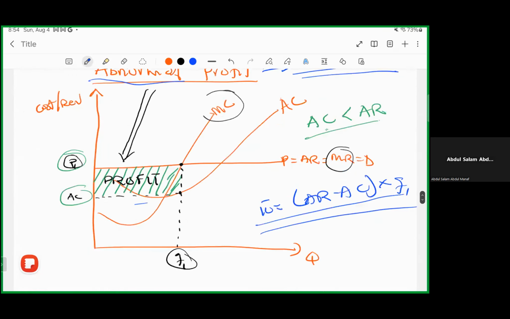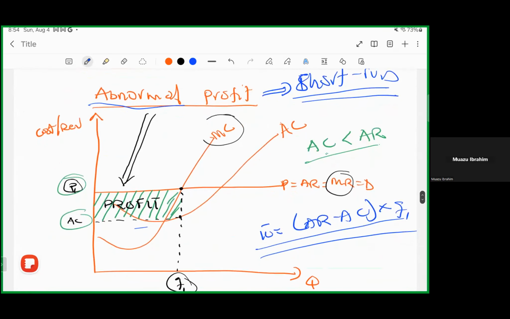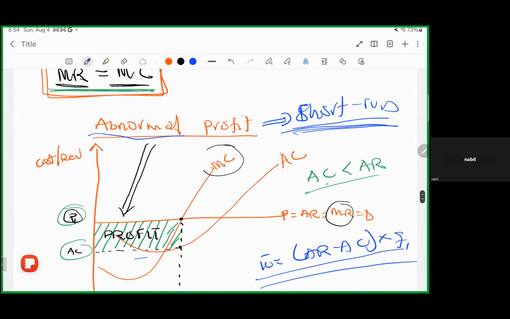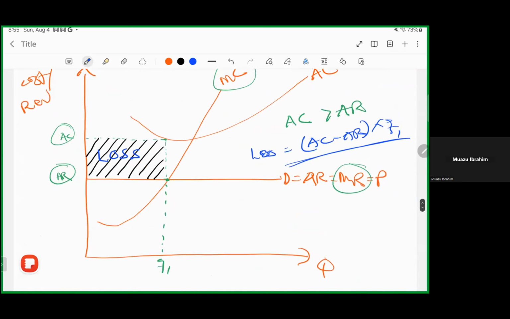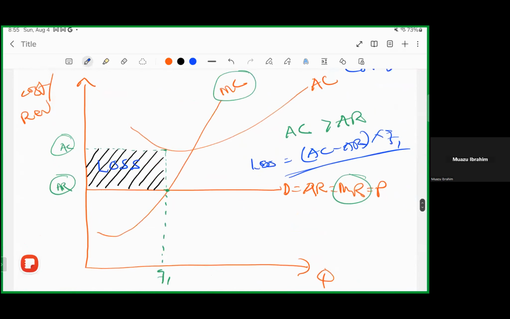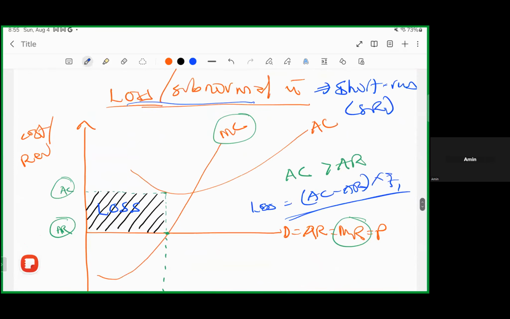And when do they make abnormal profit? In the short run. So Kenny is operating in the short run. Why? Because they are making abnormal profit, because this particular profit is greater than 0. But if they were making a loss, it would also have been in which time period? In the short run.